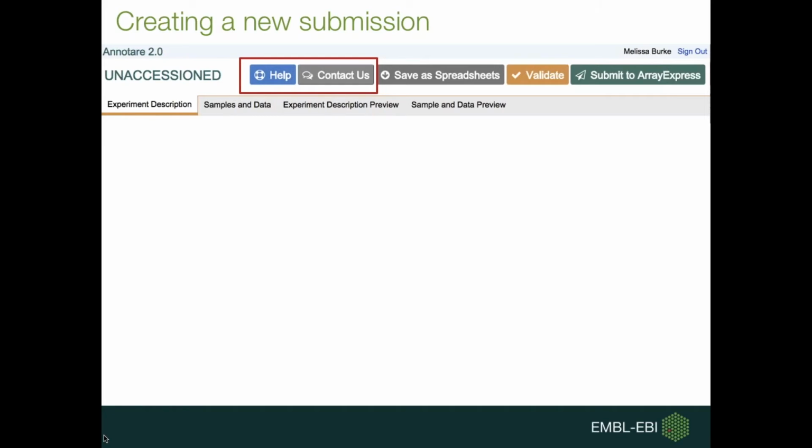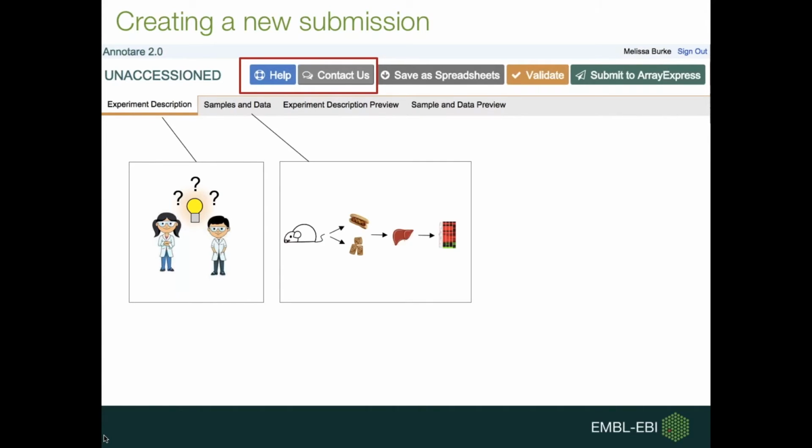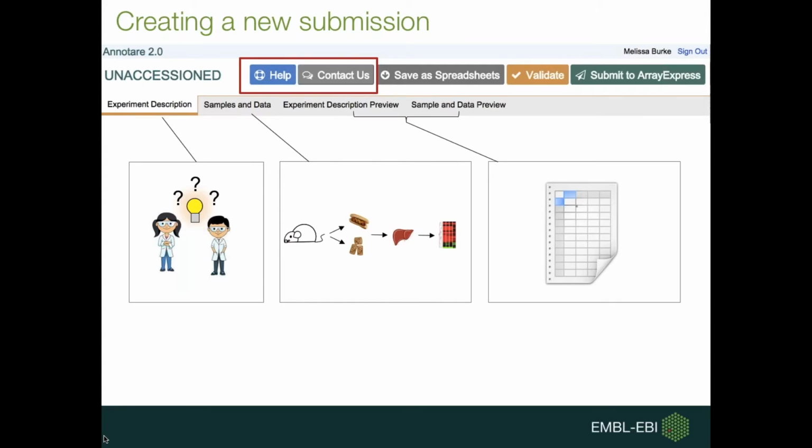So the form is separated into several sections. The first part is the Experiment Description tab, which is where you add information about the experiment and about yourself. The second tab is the Samples and Data tab, where you add information about the samples, the protocols, and upload the data files that you want to include with your experiment. The last two tabs allow you to preview all of this information as it's represented in a spreadsheet.